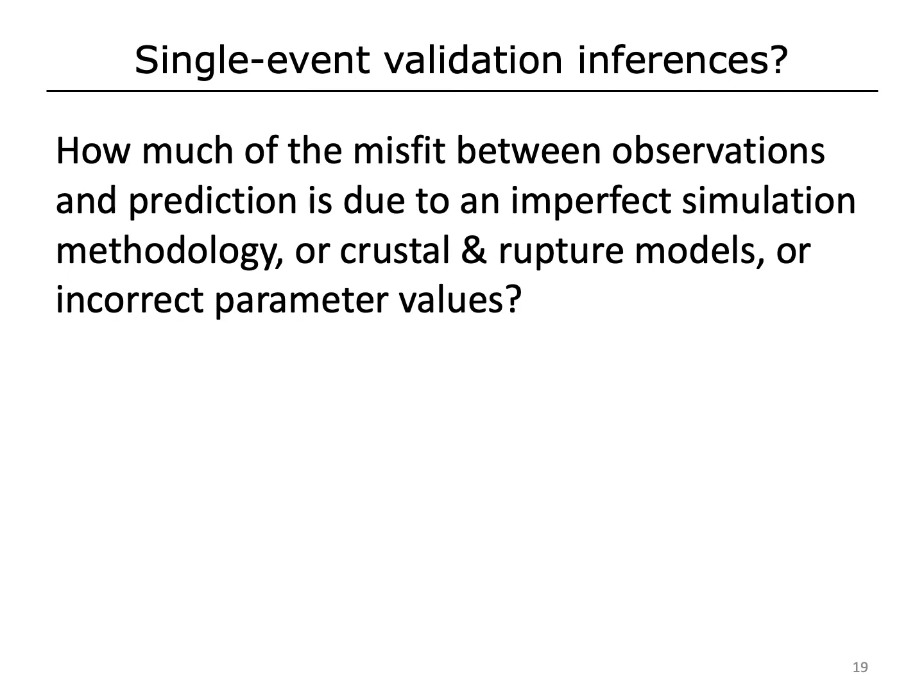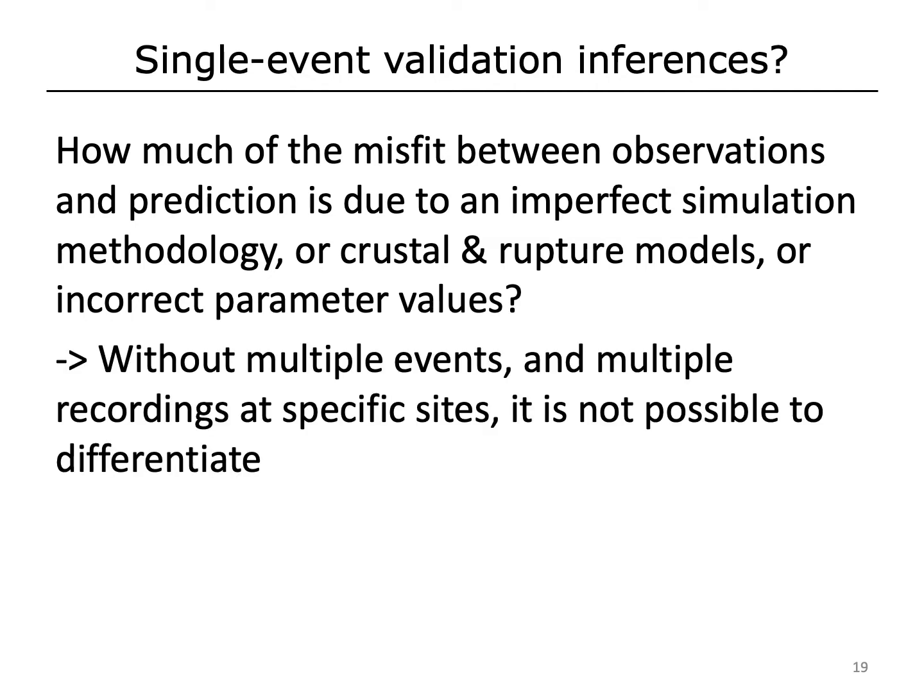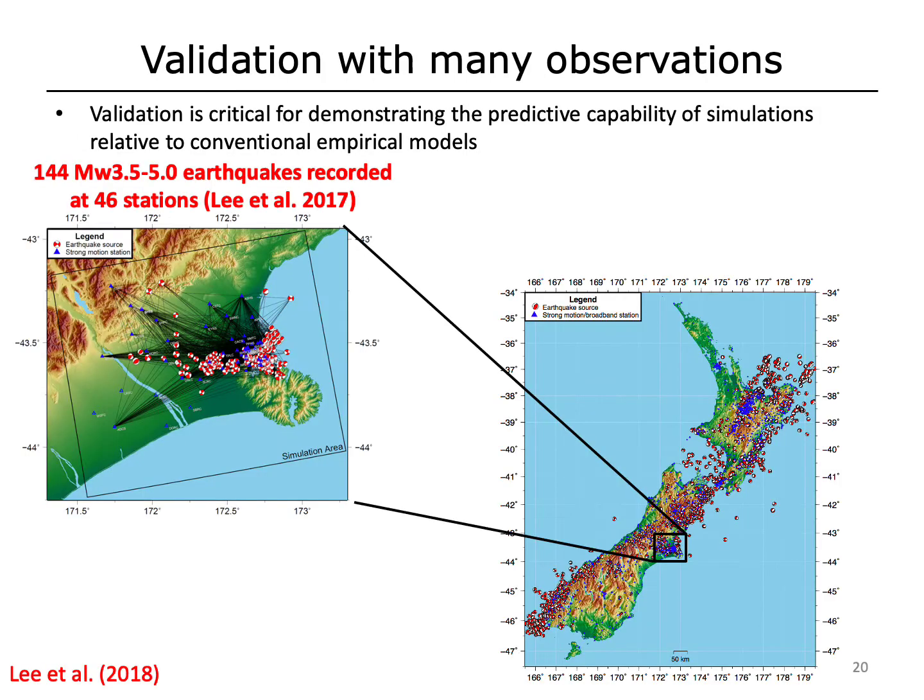Well, one of the main challenges is from one event alone, it's not clear how much of the misfit between observations and the underlying prediction is due to an imperfect simulation method, or the method is close to reality, but the crustal or rupture models don't have the right values. And so based on a limited data set alone, we really can't do that, and we need to extend to significantly more events and more observational data.